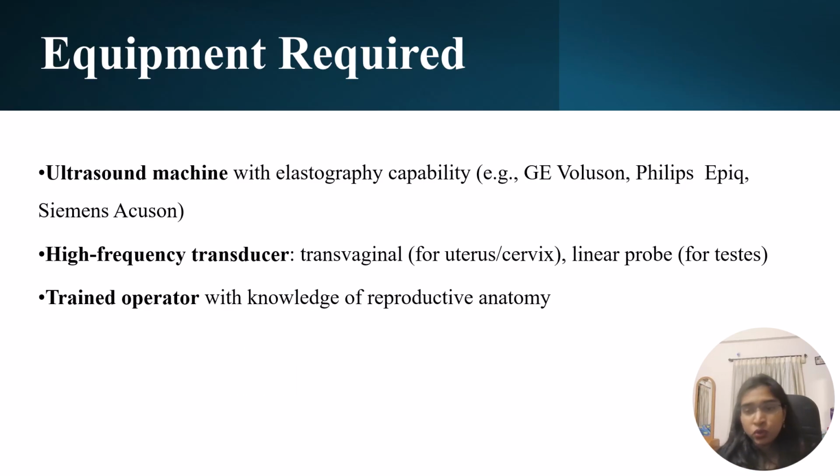Now, how do we do it? What do we need for doing elastography? We need one ultrasound machine that has elastography capability, like GE Evolution, Philips Epiq, Siemens Acuson, these are there. Then we need one high frequency transducer, transvaginal for uterus and cervix, and a linear probe for testis. And we obviously need a trained operator with knowledge of reproductive anatomy.